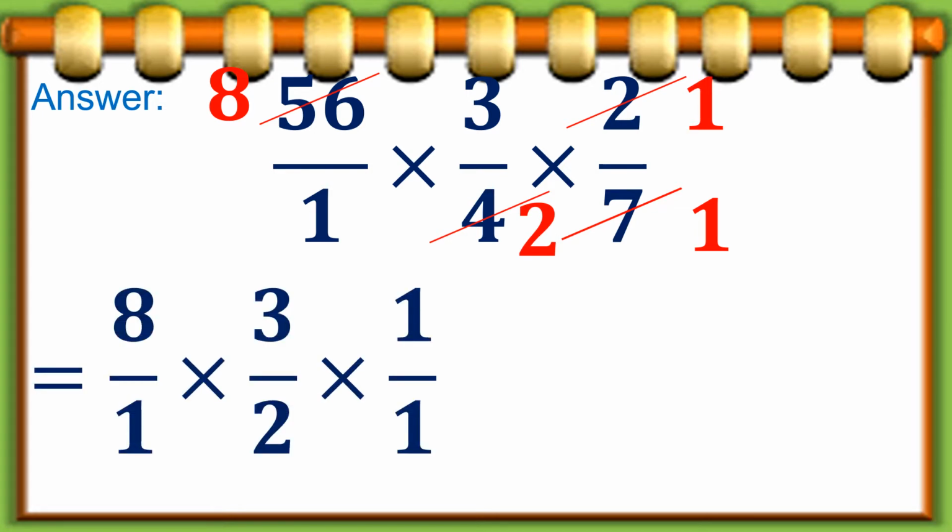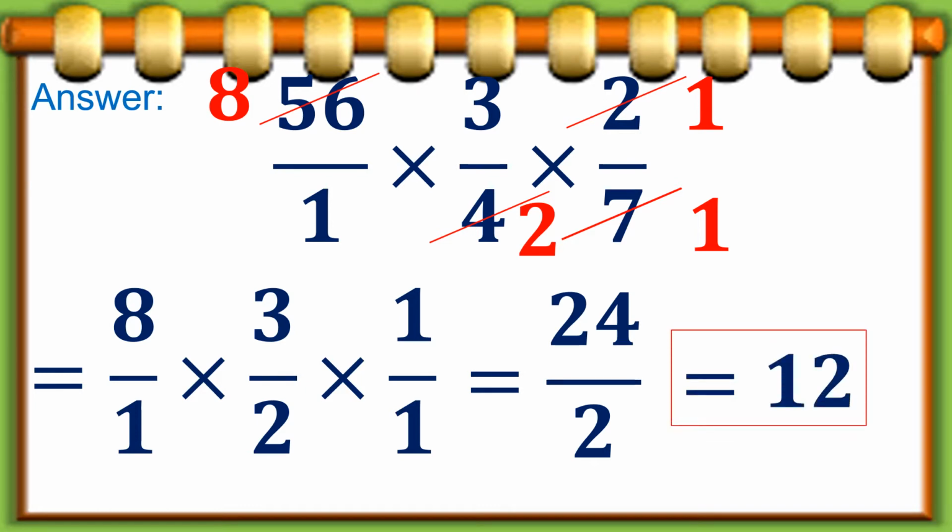Simplifying further, we get 8 over 1 times 3 over 2 times 1 over 1, which is equal to 8 times 3, which is equal to 24, and 1 times 2 times 1, which is equal to 2. And 24 over 2 is equal to 12. So Jane got 12 candies.